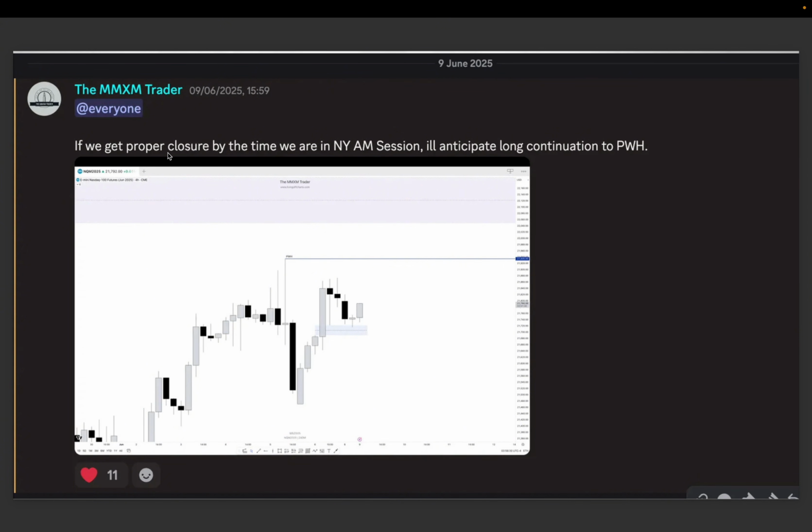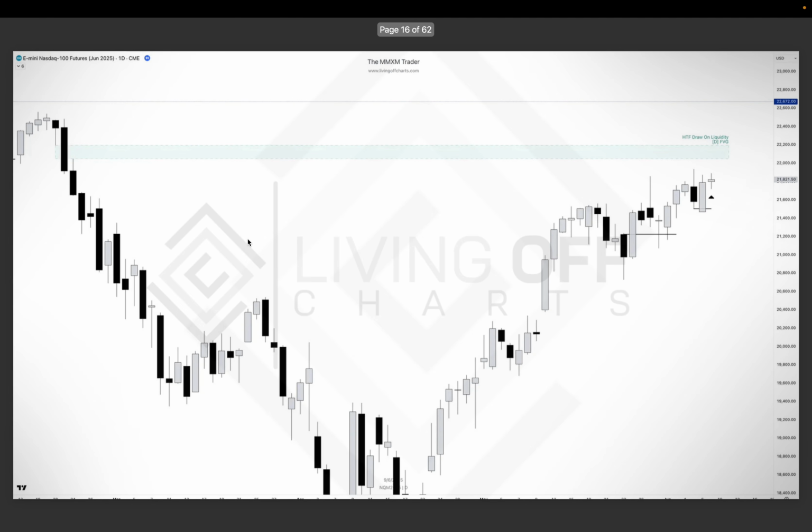So notice, even when I'm doing my own analysis, that proper closure, which is one of the criteria I gave you guys to determine the next 4-hour candle distribution, I'm looking at that. Okay, here's the higher time frame framework I was working with at the start of the week.